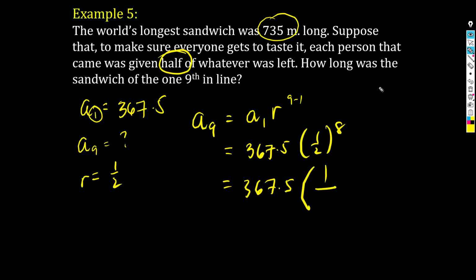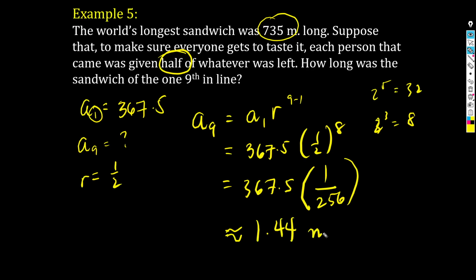2 to the 8th, ano nga ba? 2 to the 5th, alam ko yan, 32. Tapos meron pa akong kulang tatlo, 2 cubed, that's 8. So 32 times 8, that's 256. So that's 1 over 256. So multiply na lang natin, 1 over 256 times 367.5. What would that be? By 256, I should get approximately 1.44 meters.